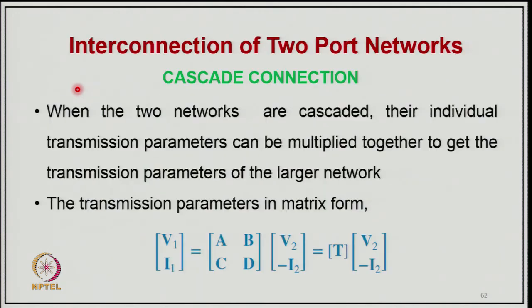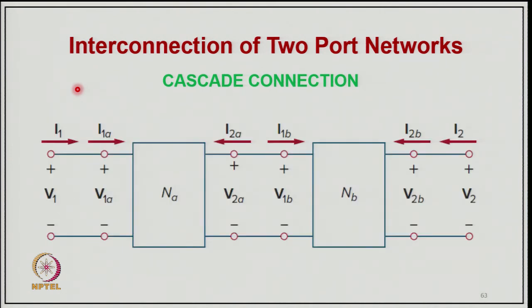Now coming to the third interconnection of two port networks, the cascade connection. When two networks are connected in cascaded form, their individual transmission parameters can be multiplied together to get the transmission parameters of the larger network. So for the transmission parameters we can write V1, I1 in terms of V2, -I2 with ABCD, or say T, and here it is a cascading of two port networks NA and NB. We are connecting them in cascade form.